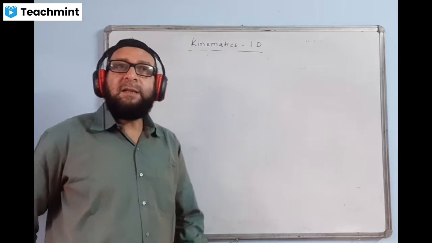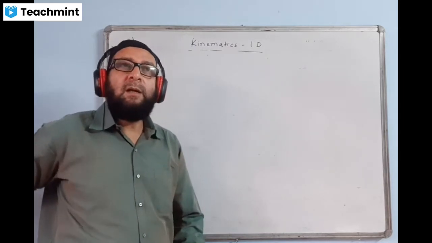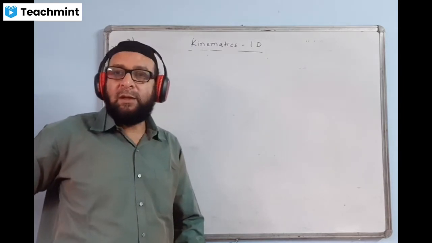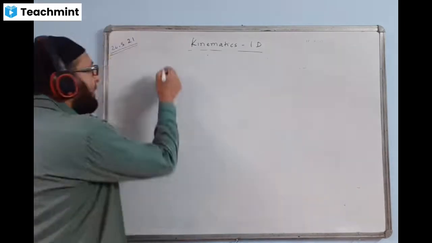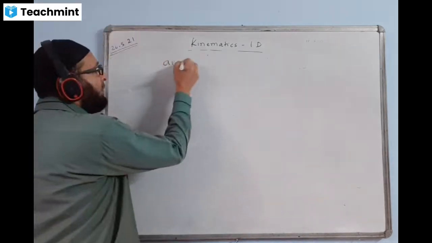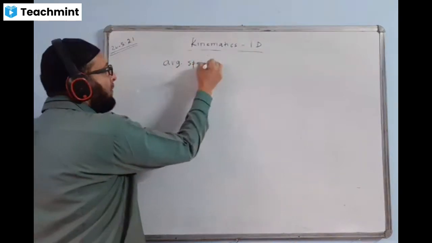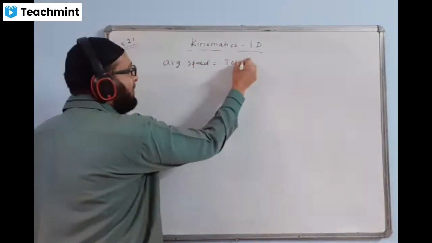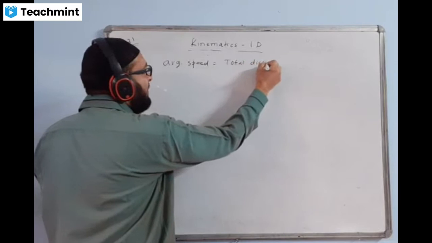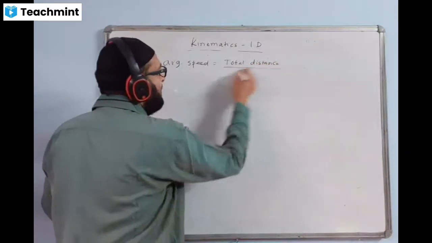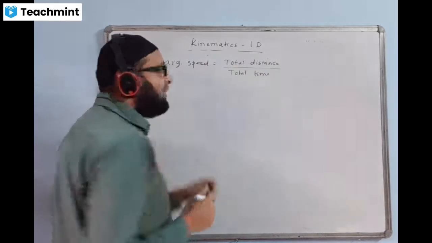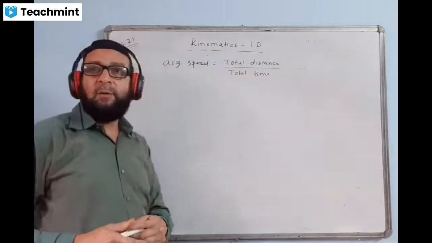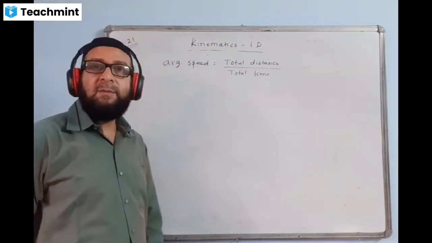You have to find the average speed. And I'll tell you, the average speed formula is total distance by total time. This is actually class 9 material, that's why I did not give the formula. And for average velocity, we have displacement upon time.